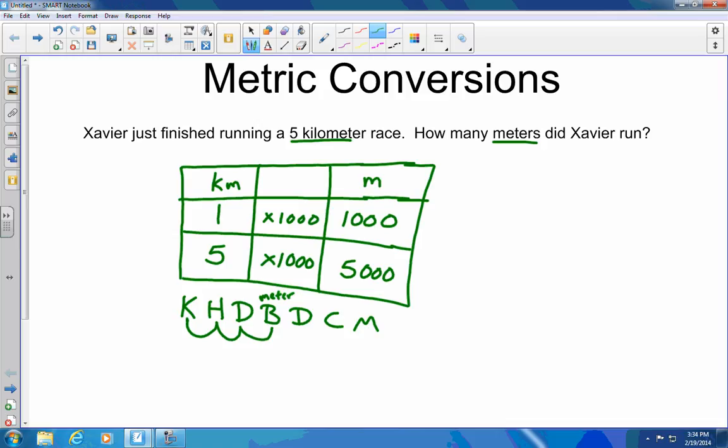What I'm doing is I'm moving 3 spaces over to the right. So if I look at my 5, my decimal would be right there on the right-hand side. So what I can do is I can just realize that I am going to take this and move it 3 spaces to the right, just like I did in my chart down there. And of course got to fill those in. So that would be 5,000.